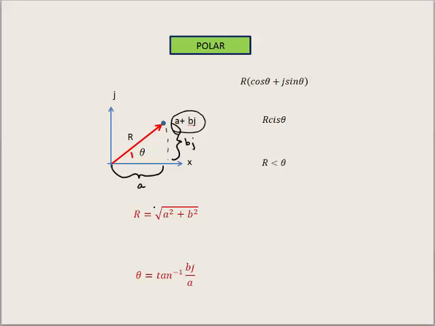So we're given a rectangular format right here, A plus BJ, and we're asked to convert that to polar format. So first of all, for polar format, we need R and theta. How do we find R? Why, that should look familiar. That's the Pythagorean theorem. So we take the square root of A squared plus B squared. And to find theta, we take the inverse tangent of the rise over the run, BJ over A.